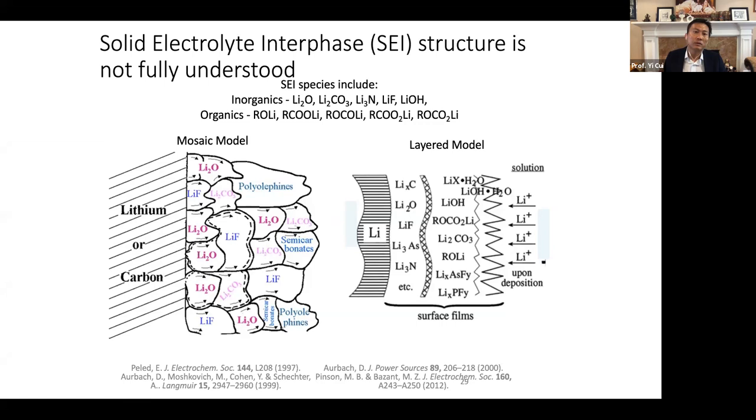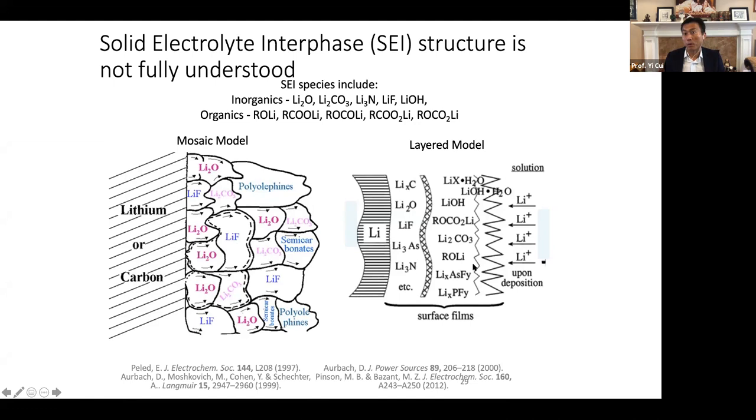At the time there were two models, the mosaic model and the layer model. The mosaic model says there are multiple compounds, very complex, forming a patch pattern, mosaic in nature. And the layer model says you have the bottom layer close to your anode that's more inorganic, and the top layer is more organic species.